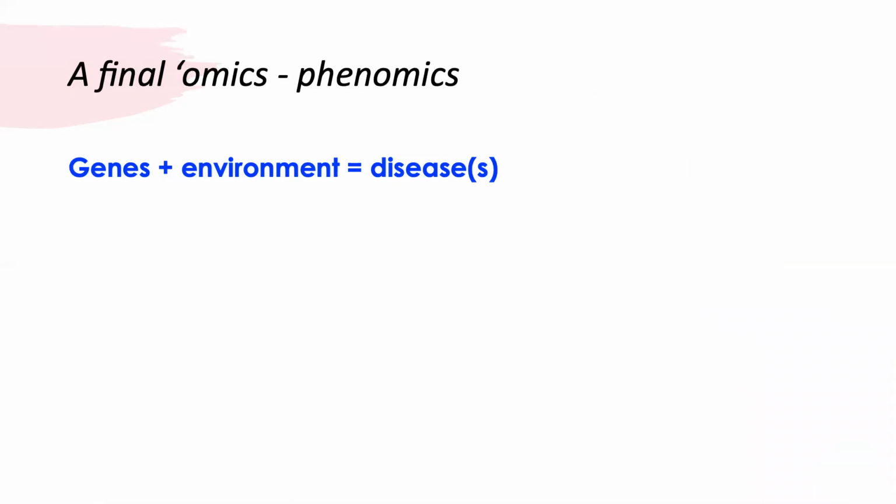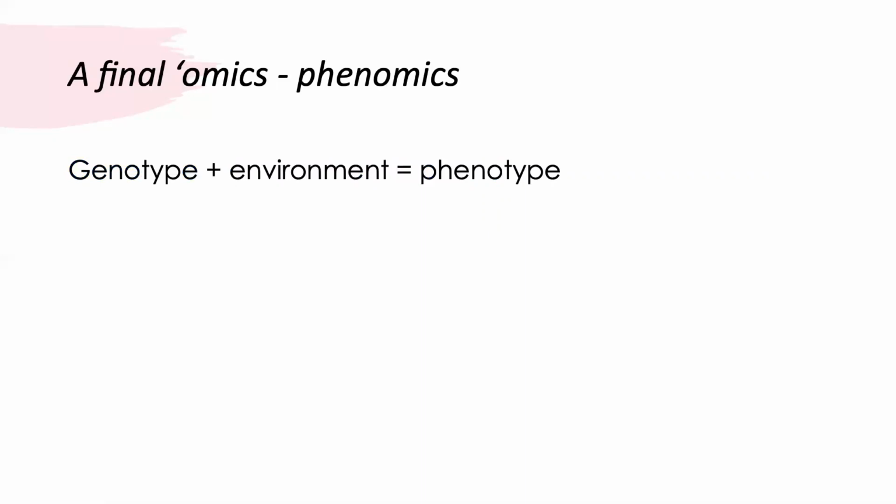And there is a final omics tool that we can use to investigate this, and it's known as phenomics. So if we know that diseases are caused by the environment acting upon the genes, the way that we discuss this in research is we talk about your genotype, and that's the full set of DNA that you have, and how the environment acts upon that gives us the phenotype. And phenotype simply means what we actually see, the outcome of the environment acting upon your genes.